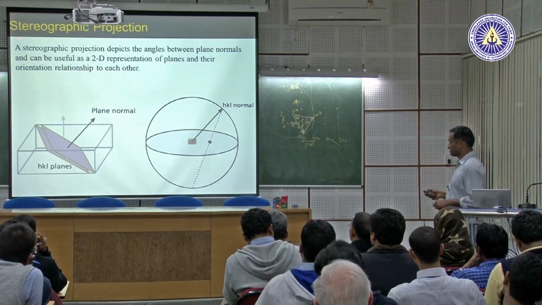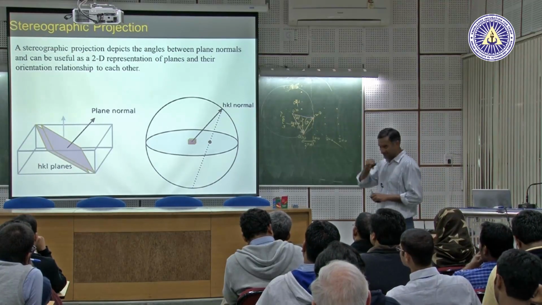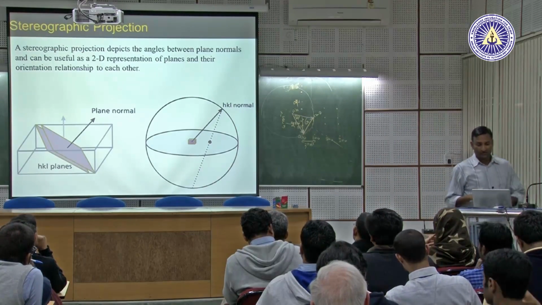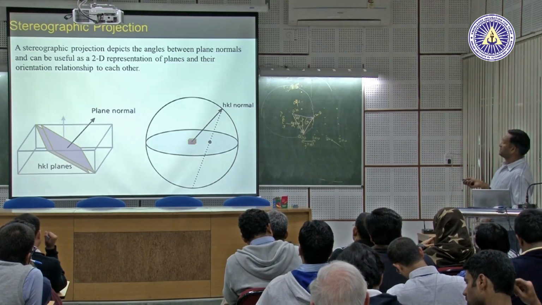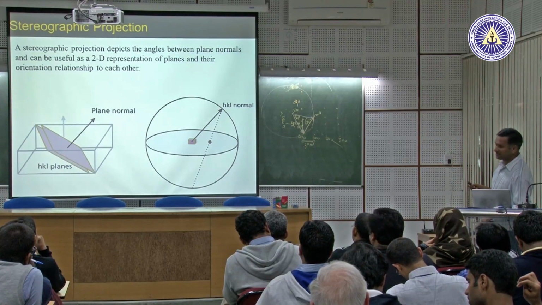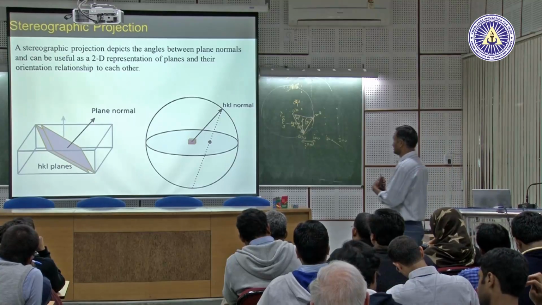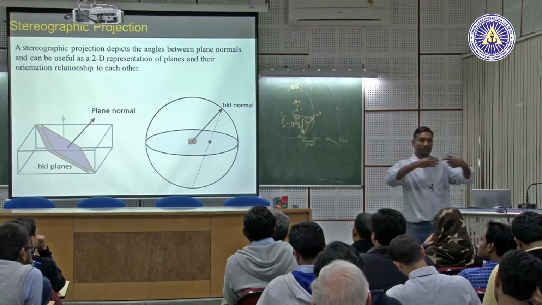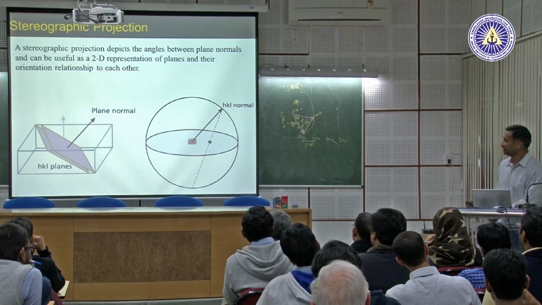Basically, a stereographic projection is a meaningful tool to depict the angles between the plane normals, and this is very useful to represent the planes and their orientation with respect to each other in a 2D fashion.